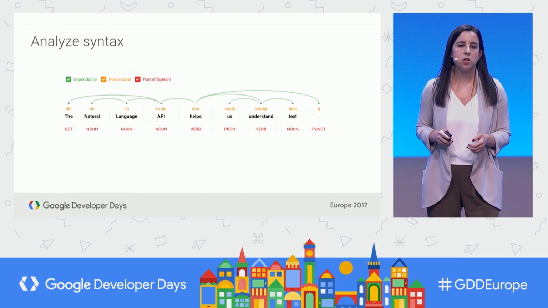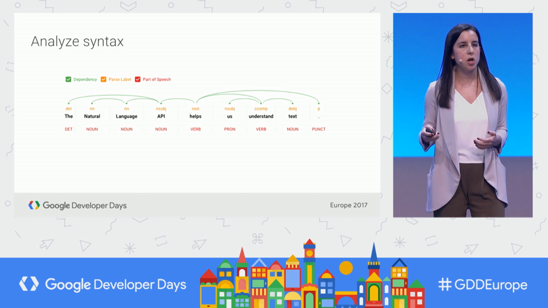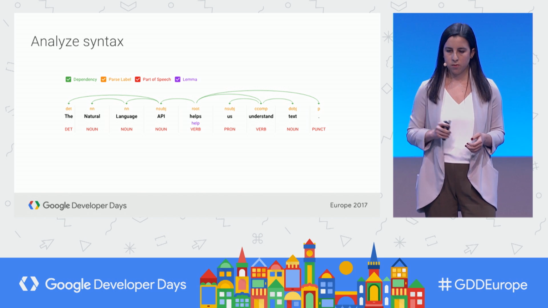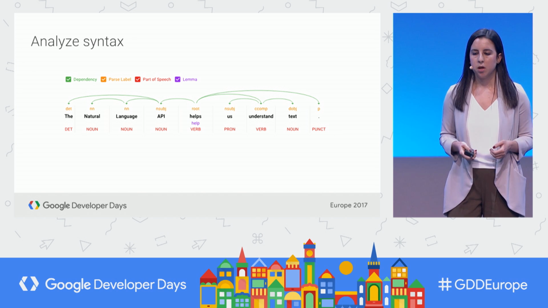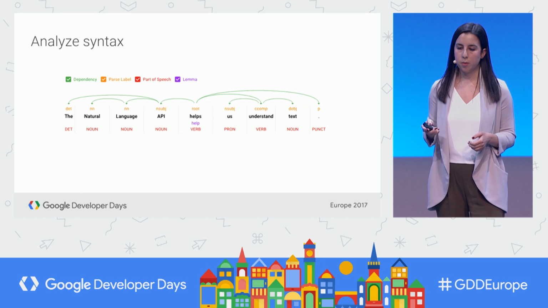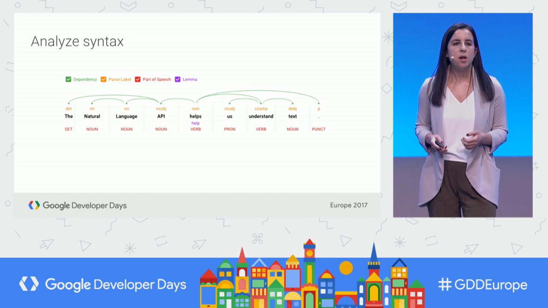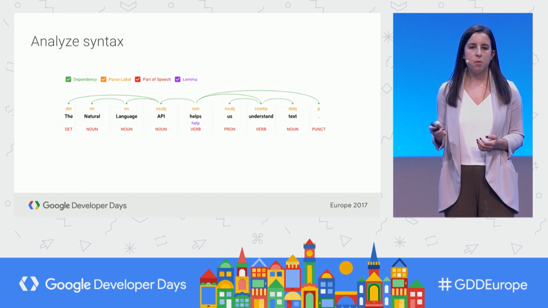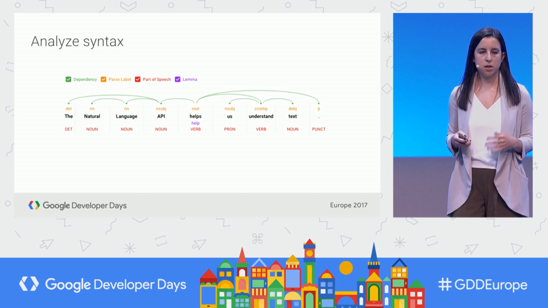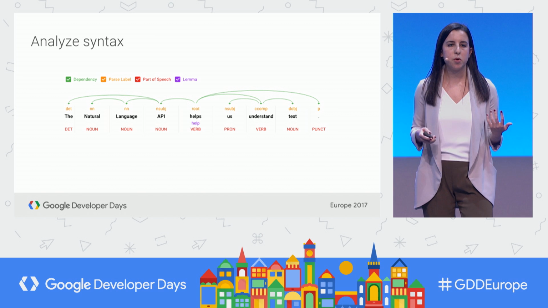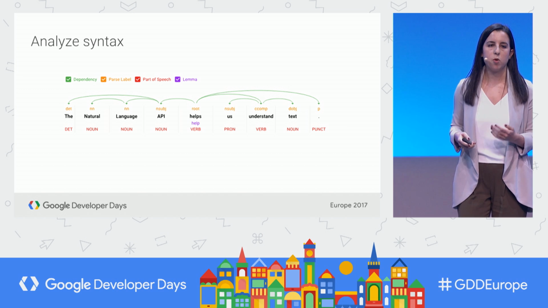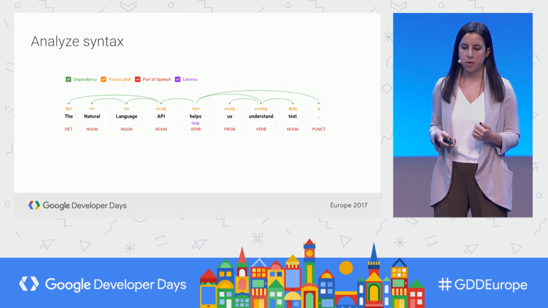We also get part of speech. So it tells us is it an adjective, a verb, a pronoun. And then we get lemma, which is the canonical form of the verb. So in this case, we just have one for helps. The canonical form is help. And this is really useful if you're counting how many times a certain word appears in the context of your app. You probably don't want to count helps and help as 2 separate mentions. They're really just the same word. So you would use the canonical form here to do that.